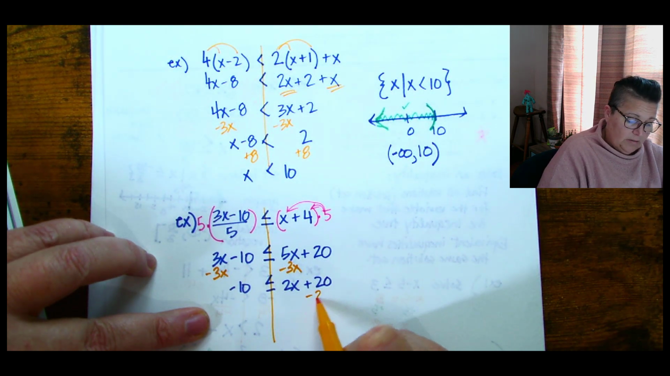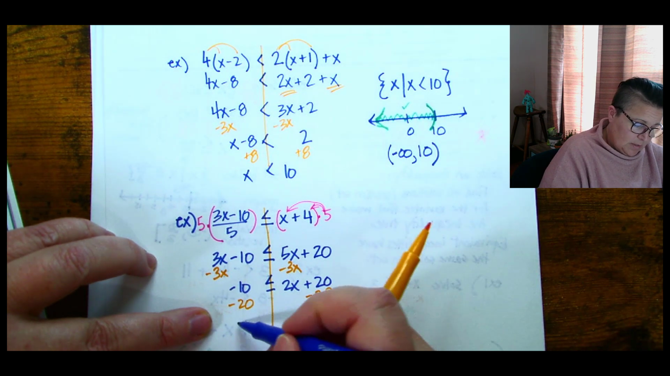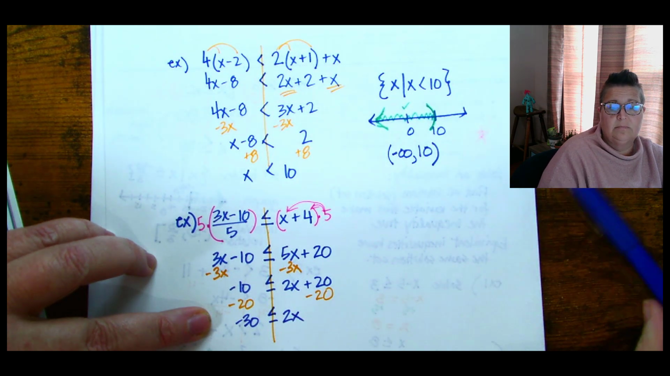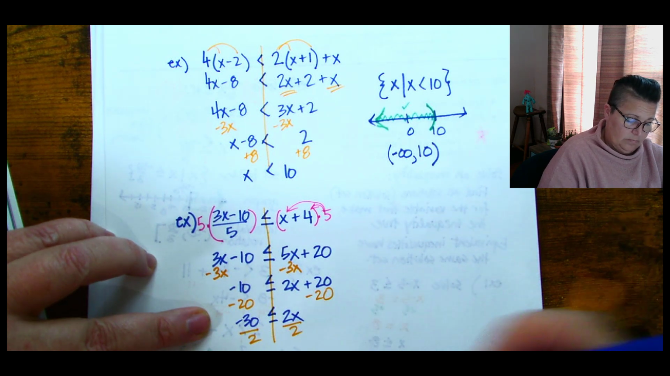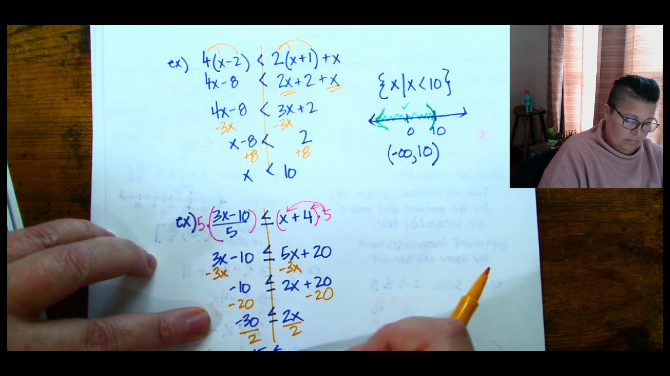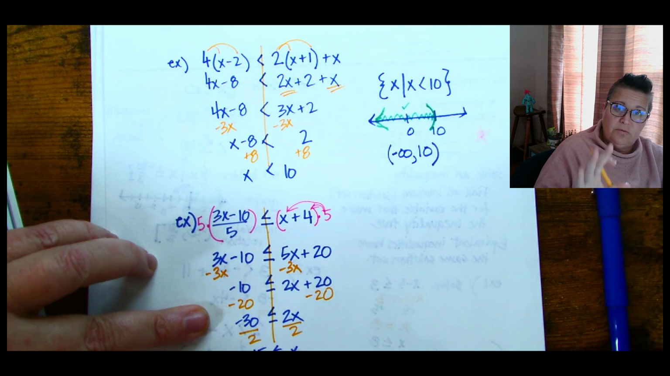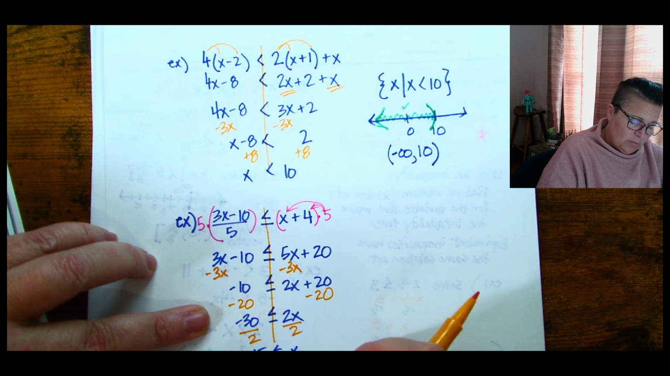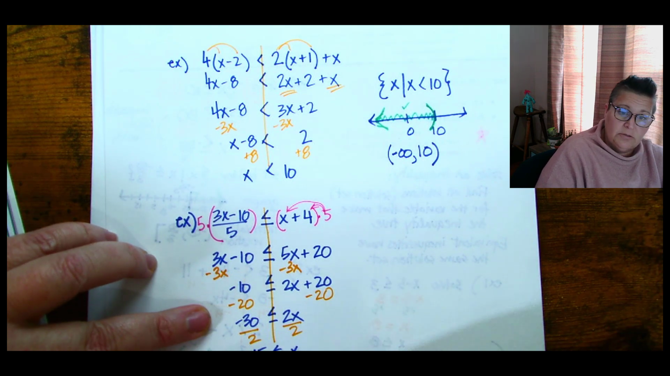Now I'm going to subtract 20 from both sides in order to isolate the x. That gives me a negative 30 less than or equal to 2x. And to further isolate the x, we will divide by 2. Negative 15 is less than or equal to x. To visualize it so that the variable is first, this is the same as x is greater than or equal to a negative 15. Now, this is my solution.